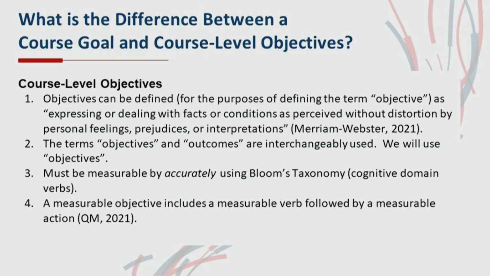And very important, when you're dealing with objectives, you have to accurately use Bloom's taxonomy. And we'll go back to that a little bit later about actually using things that make sense. Because you have a whole list of different verbs you can use, but sometimes if you don't use them correctly, you get something that's not measurable. And then with a measurable objective, you're also going to need a measurable action right behind it.